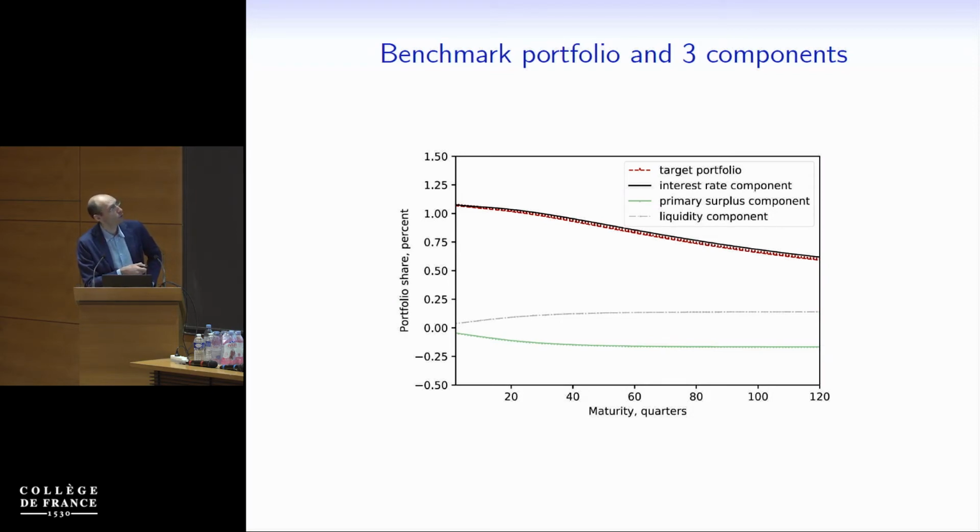So basically what we find is that the interest rate component is dominant. It's much bigger than the other two components in absolute size. And the other two components go in the opposite direction, largely canceling each other. So the optimal portfolio looks exactly like a portfolio which hedges purely the interest rate risk.